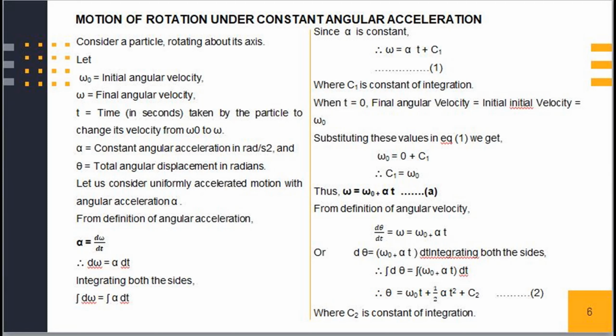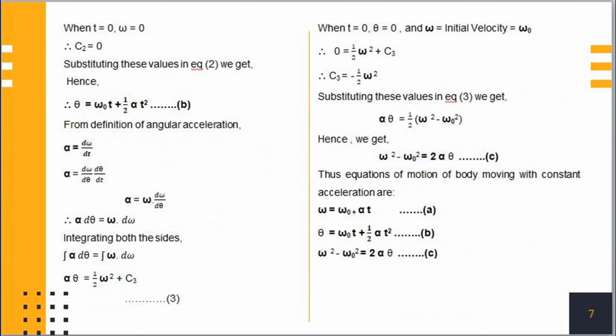Integrating both sides, the integration of dθ is equal to the integration of (ω0 plus αt) dt. Therefore we get θ is equal to ω0 t plus 1/2 α t squared plus c2. We call this equation number 2, where c2 is the constant of integration.